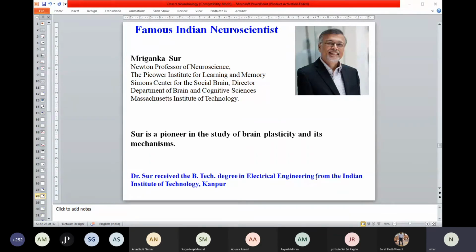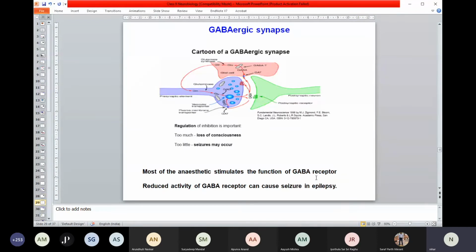Just to give you another example, at this moment the Prime Minister's Principal Scientific Adviser, K. VijayRaghavan, is also a neuroscientist. He was director of the National Centre for Biological Sciences and of TIFR. So that tells you the future prospects of neuroscience. Anyway, let's come back to the subject.